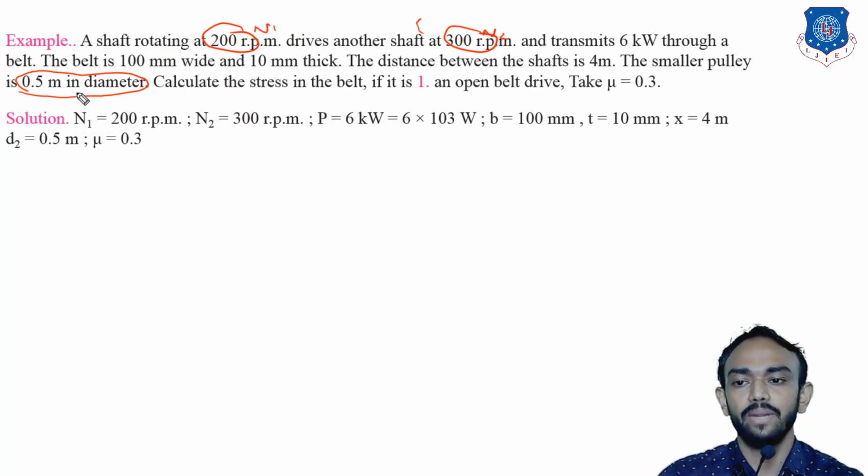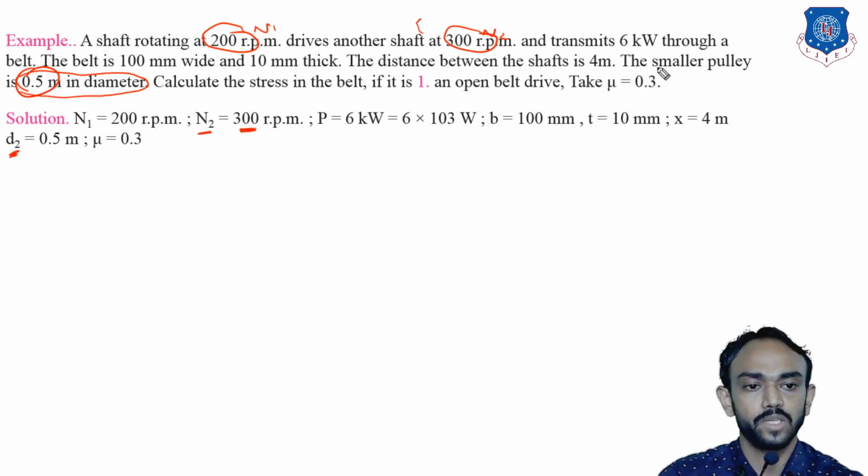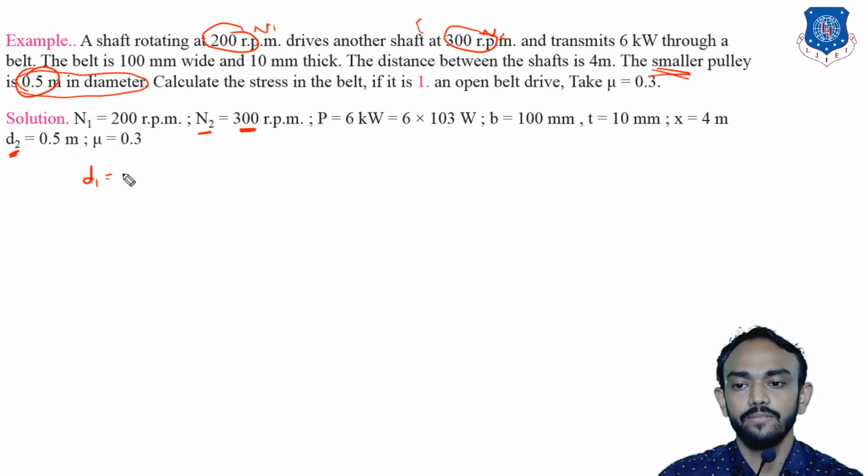Which diameter will this be, d1 or d2? You know that the larger the rpm, the smaller the diameter. So this 0.5 meter diameter we will take with n2, because the larger rpm is n2. So we will take the smaller pulley as d2, and the larger pulley will be d1.